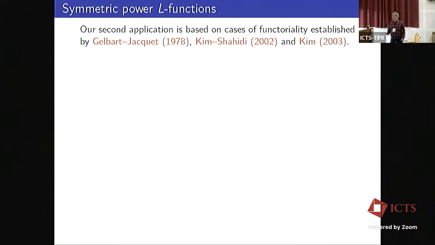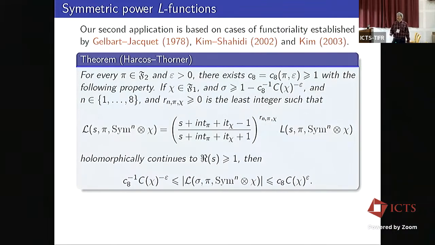Another application is that we can now say something about twists of symmetric power L functions with symmetric powers going up to the 8th power. If you only go up to symmetric fourth power, then by the functoriality results of Kim, Shahidi, and Kim, the estimate I'm displaying here follows from the non-vanishing, the zero free region for standard L functions. Because up to the 4th power, the symmetric power L function is known to factor into standard L functions. But for the 5th, 6th, 7th, and 8th power, such results are not available as of yet.